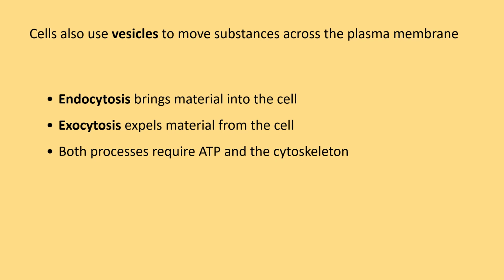So a vesicle is a spherical sac, and the walls of that vesicle are made out of a double layer of phospholipids, usually with proteins embedded in it. And there are two types of vesicular transport. Endocytosis brings material into a cell when a vesicle forms or buds off from the plasma membrane. And exocytosis ejects material from the cell when an existing vesicle fuses with the plasma membrane to expel the material.